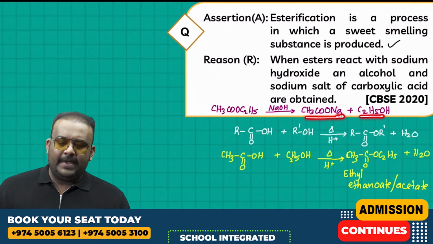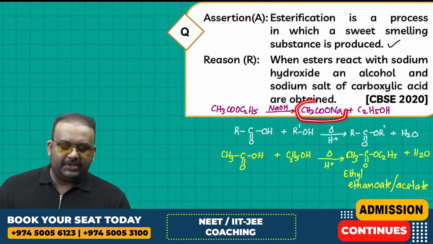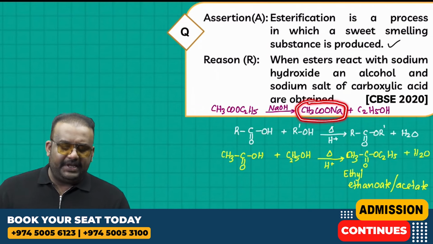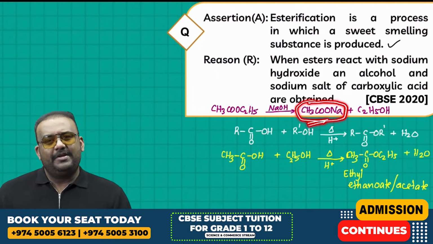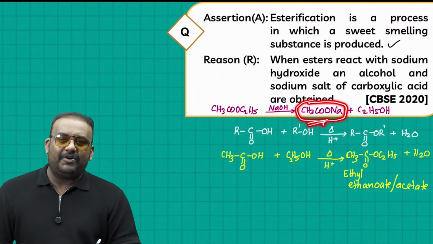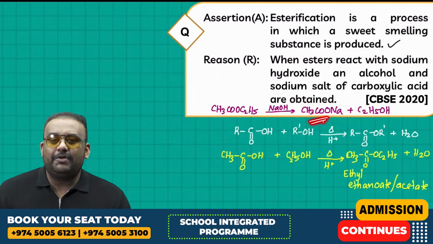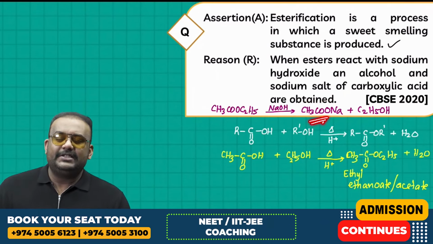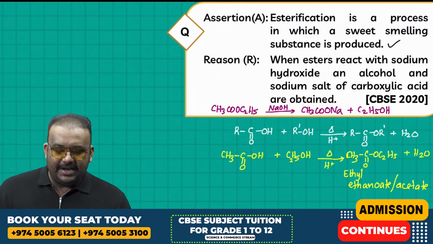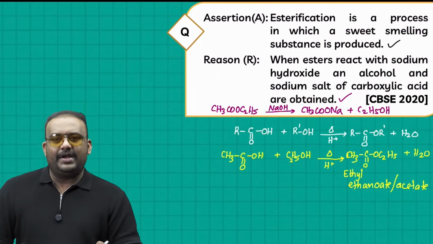What is CH3COONa? It is sodium acetate, which is a sodium salt of the carboxylic acid, plus you're getting ethanol. So this reaction is used for the preparation of soaps because soap molecules have a structure very similar to sodium acetate, because soaps are sodium or potassium salts of long chain carboxylic acids, right? So this reaction is indeed used for the preparation of soap and it is called saponification, right? So the statement in the reason is also correct.